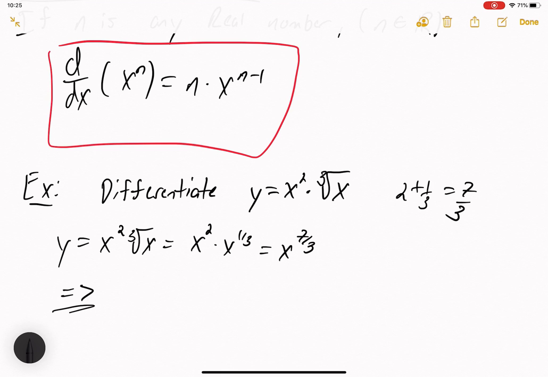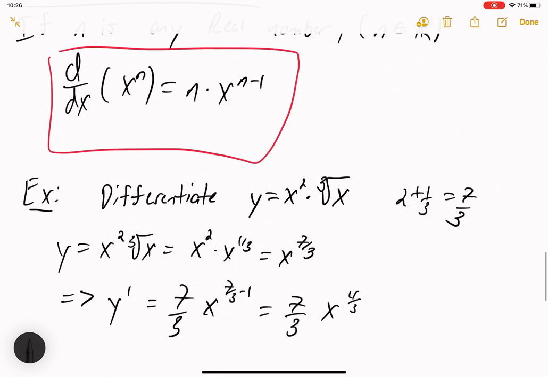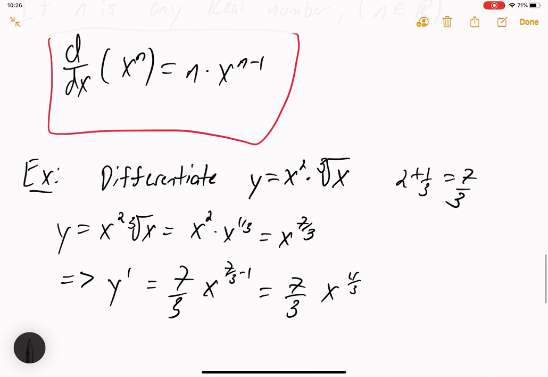Again, this notation, if you haven't seen it before, just means implies or it follows. So y prime is equal to 7/3, because we brought down the exponent, times x to the 7/3 minus 1. So it's equal to 7/3 x to the 4/3. And that's just the way we use the general power rule.